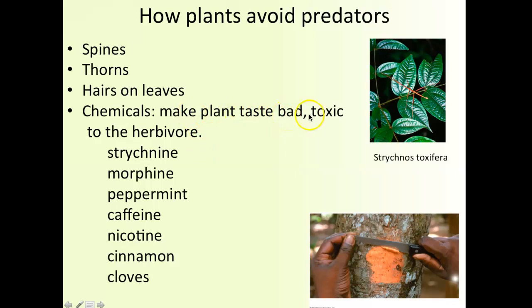They can actually be toxic to the herbivore. They can disrupt the herbivore's life cycle. So these are just defense mechanisms that plants have. So we have actually used a lot of these defense mechanisms in our food, right? Because we think they taste good or they perk us up like caffeine. Strychnine is the substance in rat poison. So that comes from this plant right there.